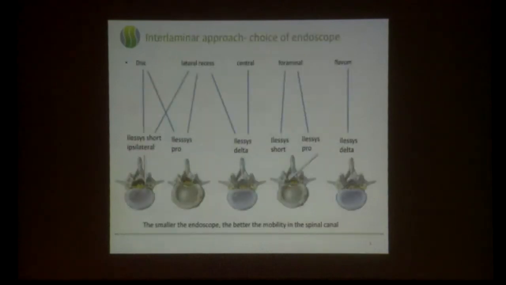So there are different types of endoscopes available. The scopes which we use are called Elisys, and there are different types: Elisys Delta, Elisys Pro, and Elisys Short. There are 3 different types of scope which we use, and they have different indications, whether you are removing the disc, doing central canal stenosis, just removing the thick ligamentum flavum, or doing lateral recess stenosis. So there's a different scope for different indications.